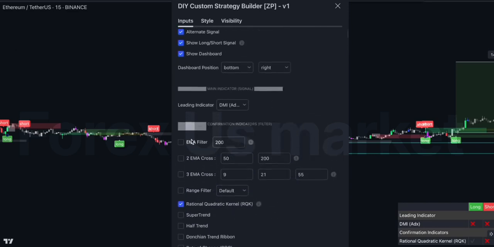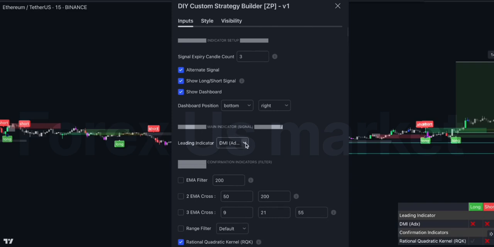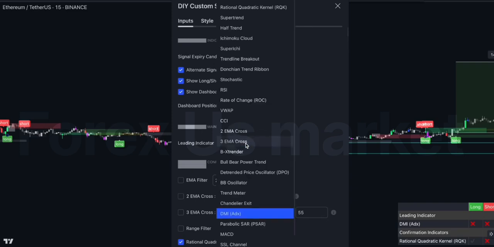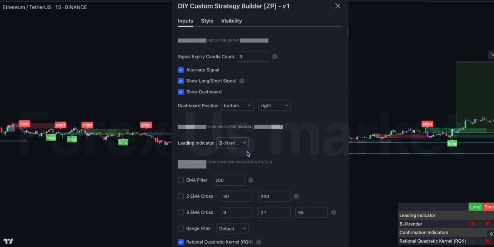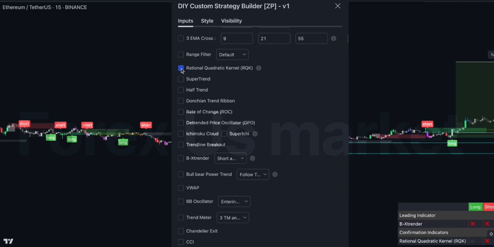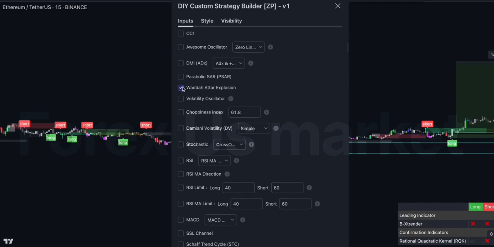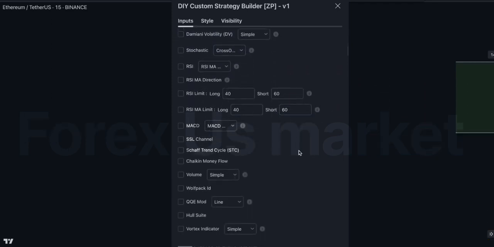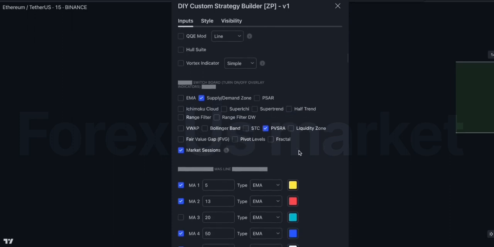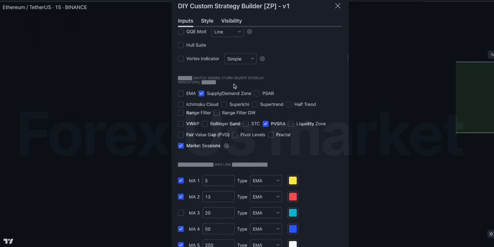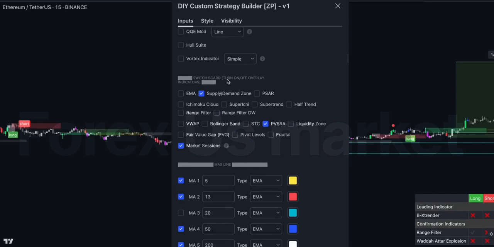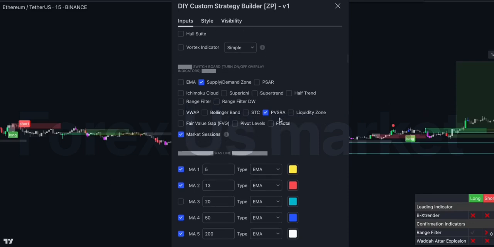Let me show you another effective combination that works for day trading Ethereum, Bitcoin, and Solana. The first step is to enable BXTrender as your main confirmation. Scroll down and select the range filter and the Waddah Attar Explosion as signal filters. You can customize the length of the indicators to further improve signal accuracy. For simplicity's sake, let's keep them default. You can also turn on overlay indicators such as fair value gaps, liquidity zones, and more. For this setup, we'll enable supply and demand, liquidity zones, and candle coloring.